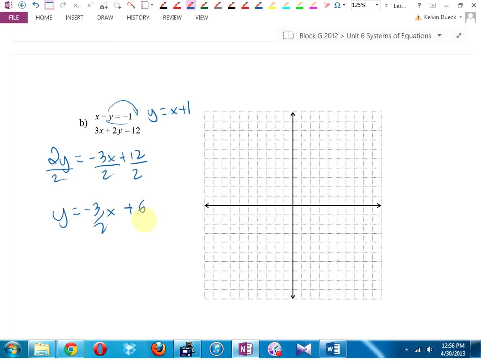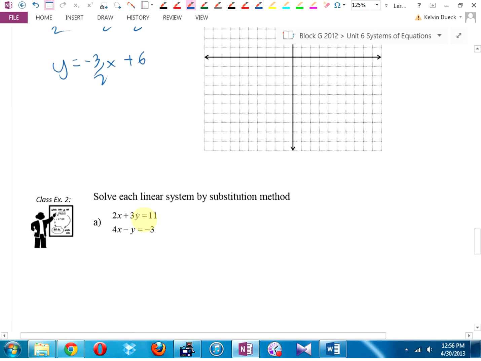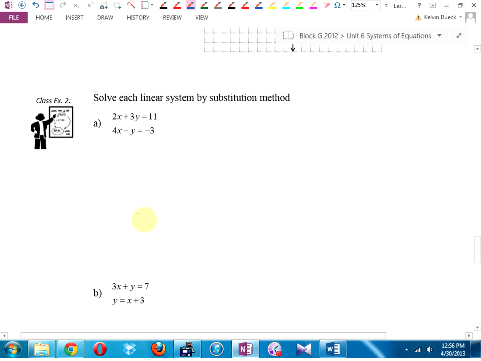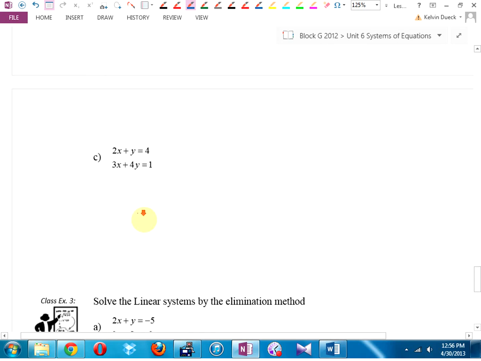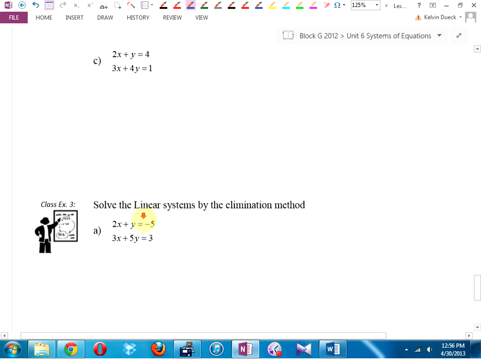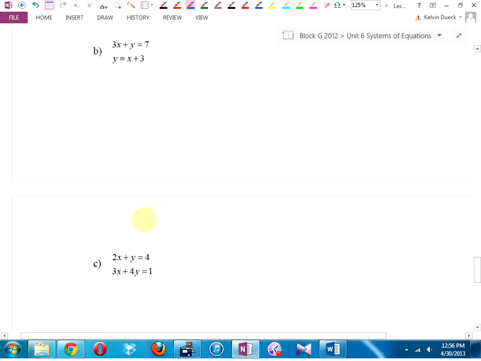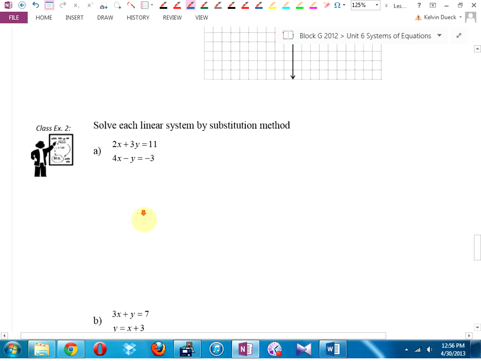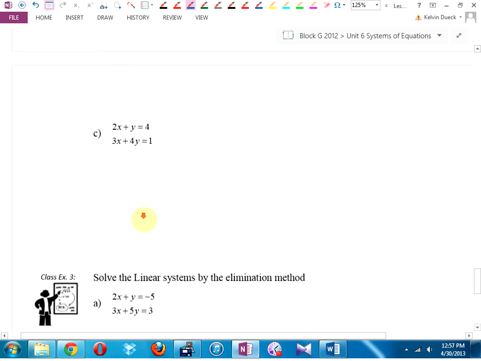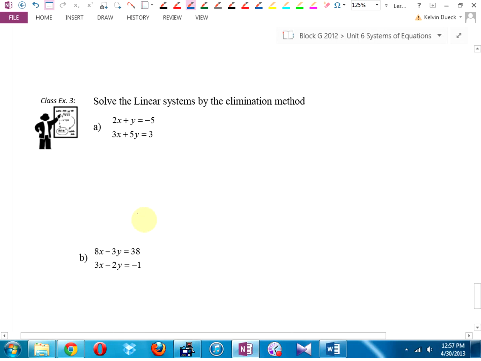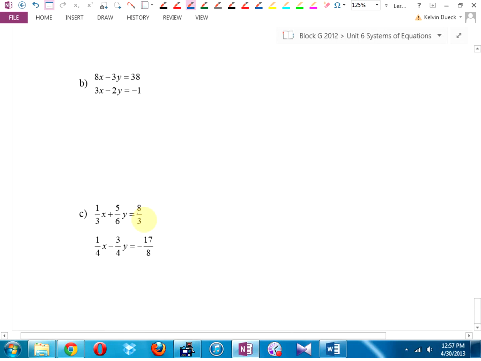I could find where they crossed. Have we practiced substitution a whole bunch? Yeah? So I'm not going to make you do A and B. We practiced this. I'm not going to make you do C. Because I think all of these would have solutions. I'm looking, none of these are parallel or coincident.